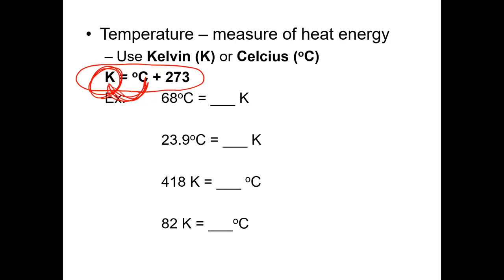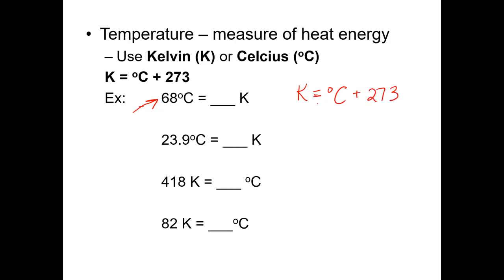Thermometers that you have in lab will be in Celsius. We need to convert those. This is going to be a simple algebra problem. So for this first example, I'm going to rewrite the algebraic equation that I've given you. Kelvin is equal to degrees Celsius plus 273. I'm going to now plug in the information that I know.